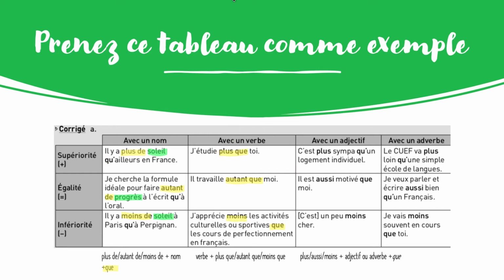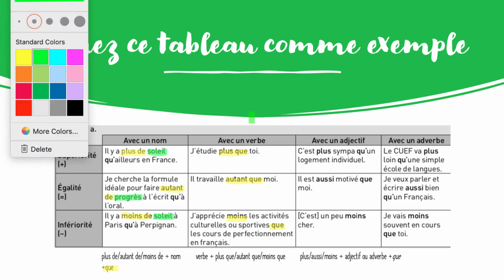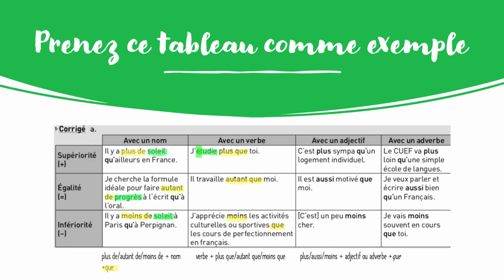Okay, so here we're trying to compare the amount when it comes to verbs, not nouns. We're trying to say I'm studying more than you, I'm working more than you. So these are words, right? When you have that, you start with the verb and then you follow with the comparison word and then the que. I study more than you, and then you put whatever you're comparing it to after that.